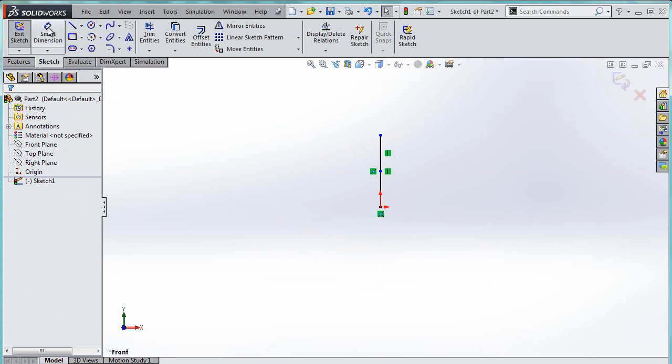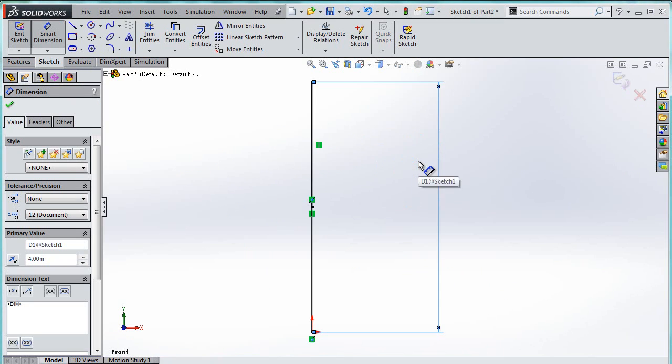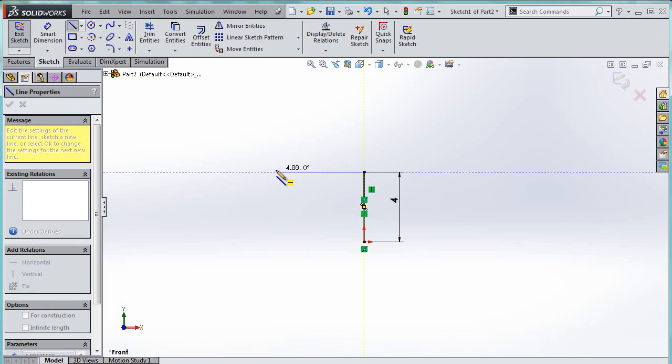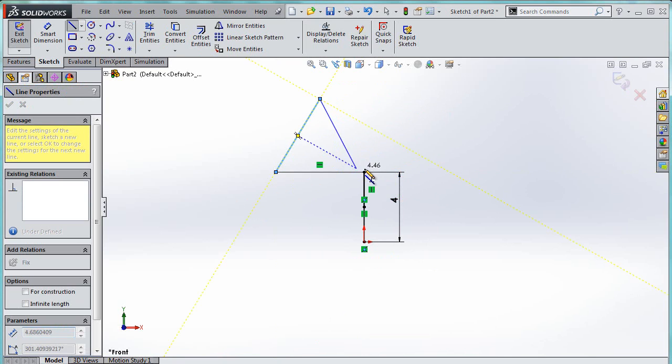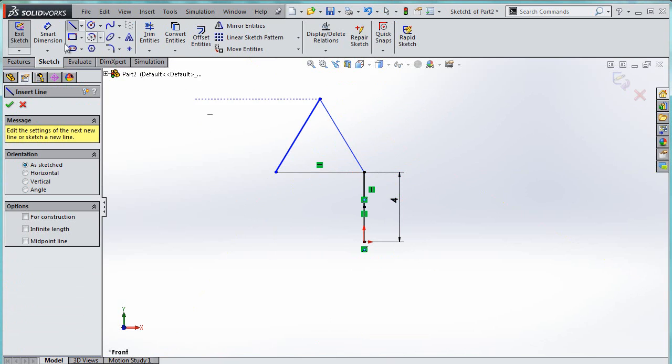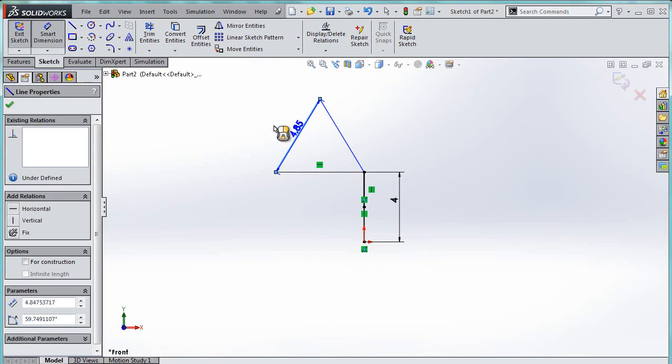No, not that. Smart Dimension. 4. And the default is in newtons and meters, so I don't have to worry about any of that. And I can just start drawing the picture. So the picture goes out straight, and then it goes up, and it makes a triangle, and I can hit escape so that it gets off the drawing tool.